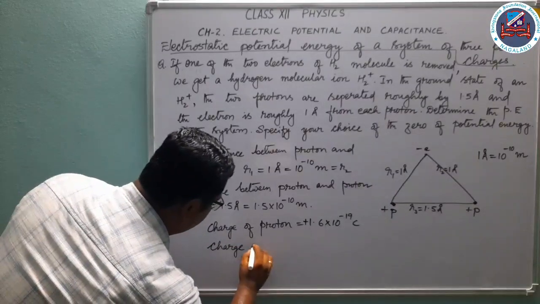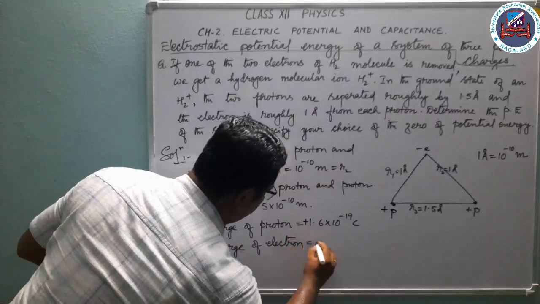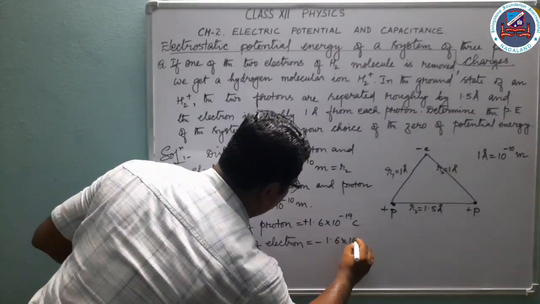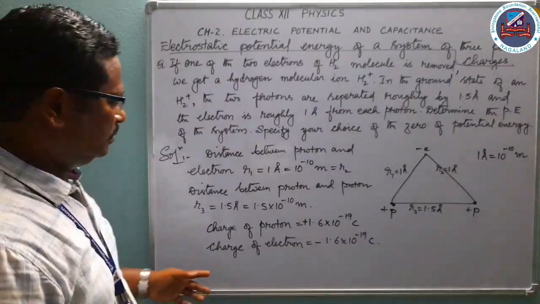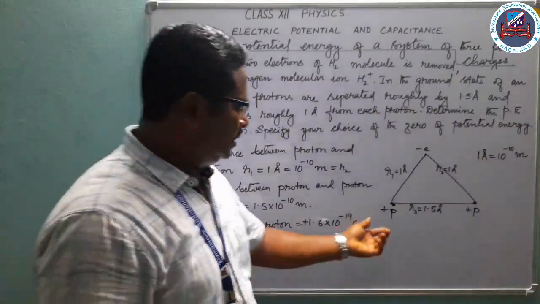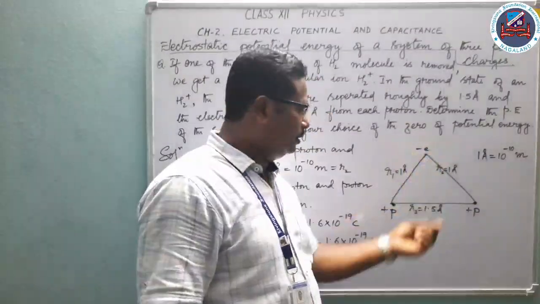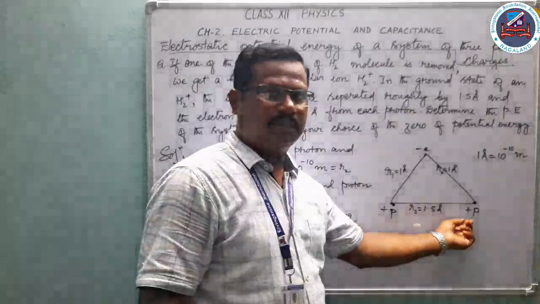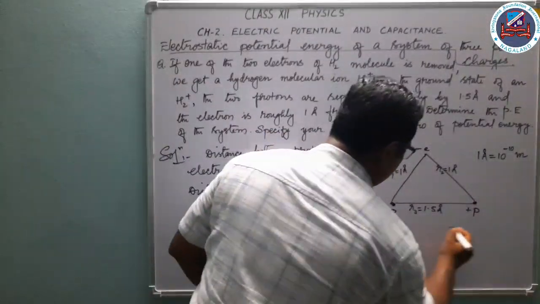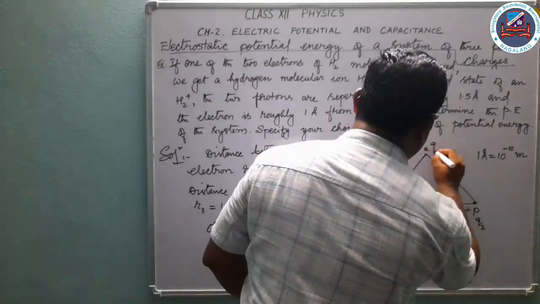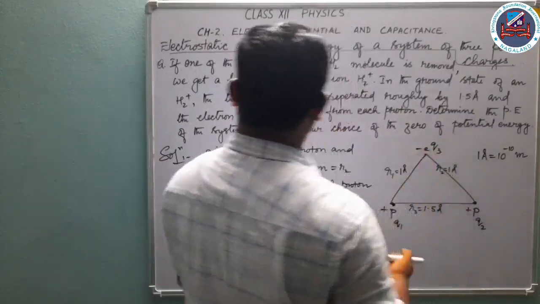And charge of electron, one electron is equal to minus 1.6 into 10 to the power minus 19 coulomb. So now, if you write this proton as Q1, Q2, Q3, that way also you can do, or you can do PP, charges are plus P, whichever way you like. Suppose this one is Q1, this is Q2, and this is Q3. Q1, Q2, Q3 you can write down.